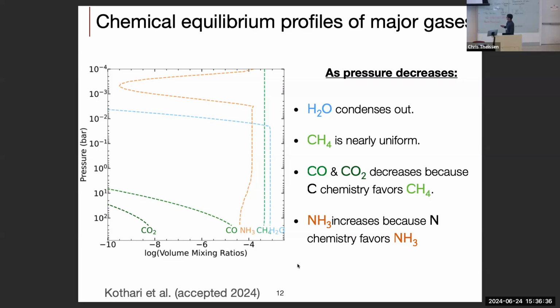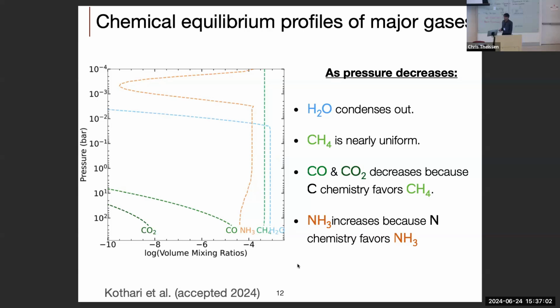Ammonia first increases and then becomes uniform and then condenses out at lower pressures. For CO and CO2, the abundances just keep decreasing as you go higher up in the atmosphere. And the reason for that is the carbon chemistry favors methane, and the opposite is true for ammonia, where the nitrogen favors ammonia.